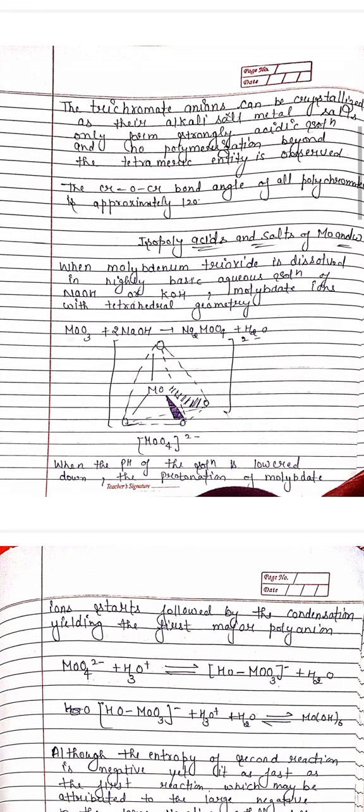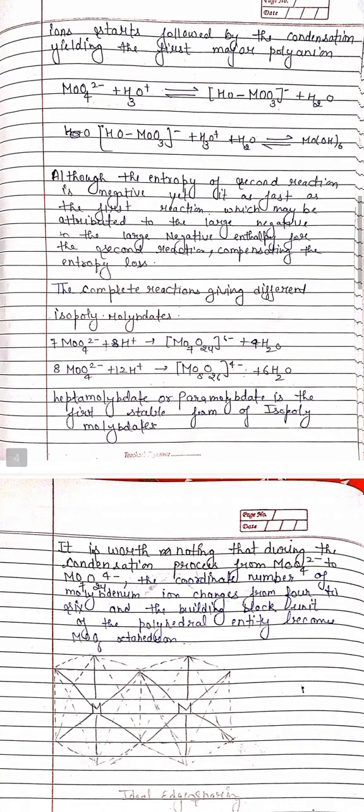When the pH of the solution is lowered, protonation of molybdate ions starts, followed by condensation yielding the first major polyanion. MoO4 2- plus hydronium ion gives HOMoO3- plus water. HOMoO3- plus hydronium ion plus water gives Mo(OH)6.